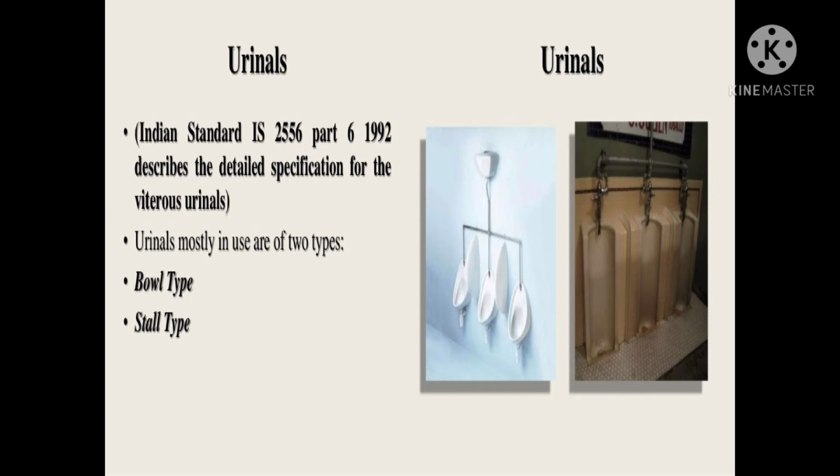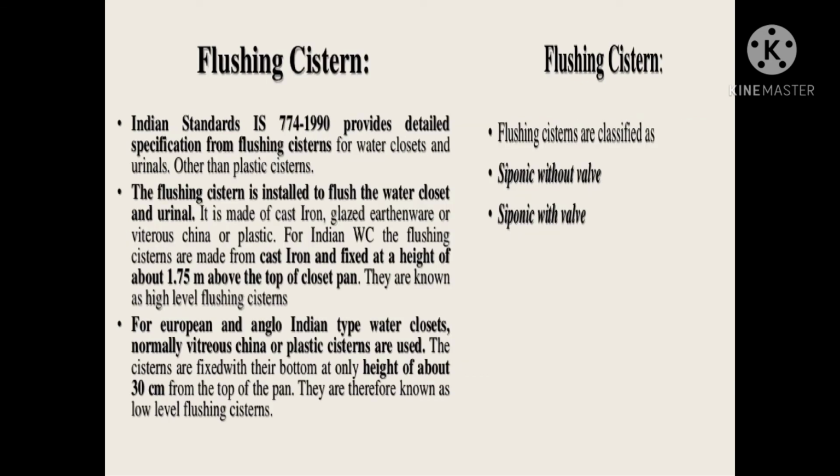Next one, flushing system. Indian Standard IS 774, 1990 provides detailed specification for flushing systems for water closets and urinals other than plastic systems. The flushing system is installed to flush the water closet and urinals. It is made of cast iron, glazed earthenware, vitreous china or plastic. For the Indian water closet, the flushing systems are made from cast iron and fixed at a height of about 1.75 meter above the top of the closet pan. They are known as high level flushing systems.